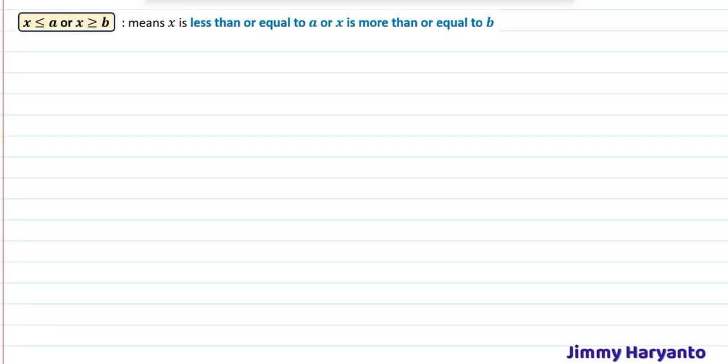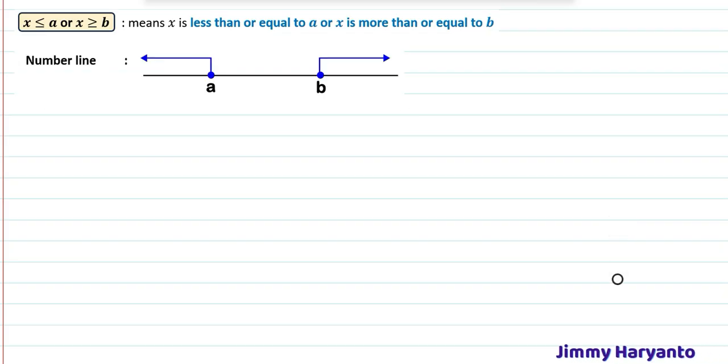And then the next one is X less than or equal to A or X greater than or equal to B, means X is less than or equal to A or X is more than or equal to B. The number line will be like this.